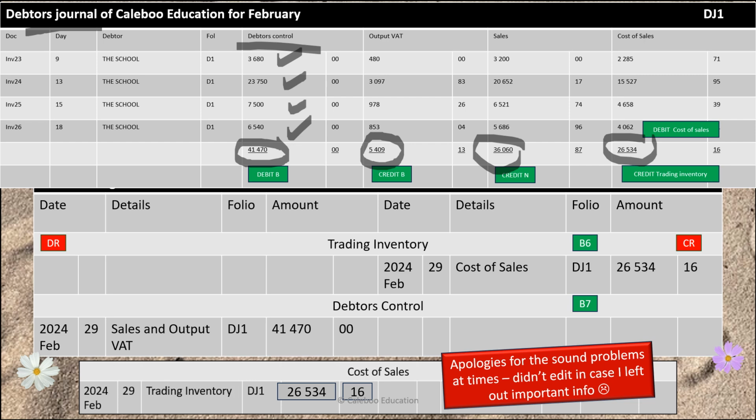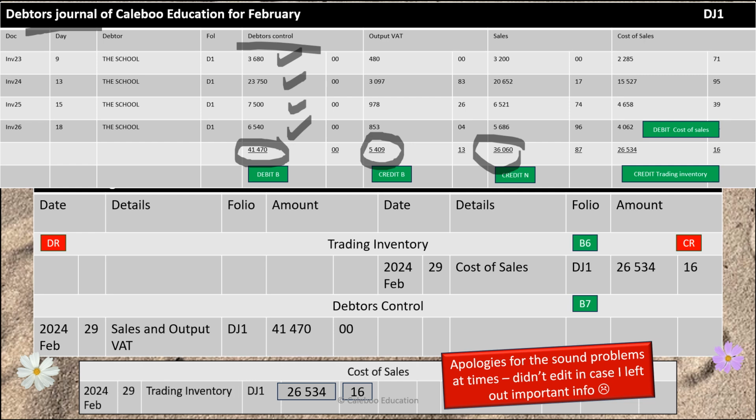So let's have a look first of all at the cost of sales column. Now at the point of sale, our trading inventory that we are selling is expensed. We no longer have trading inventory on hand to the amount of the sales that have taken place at cost price. We've calculated the cost of sale for every sale, and now we need to take the information and place it in the general ledger.